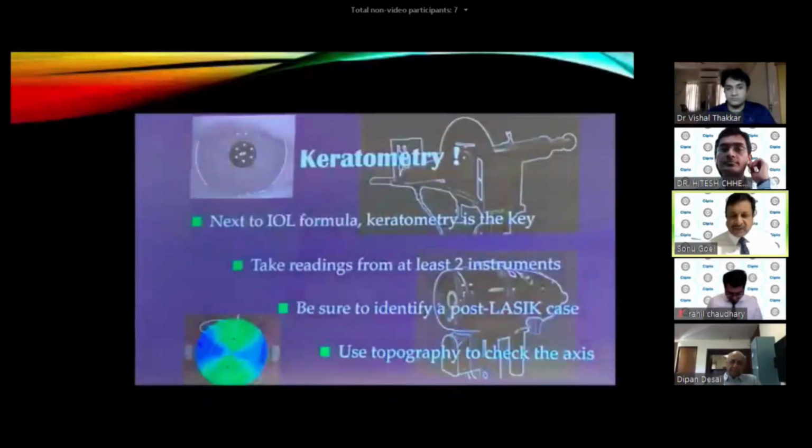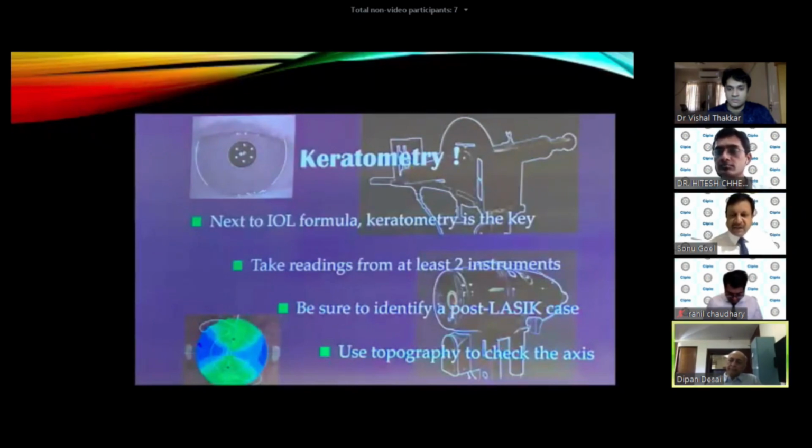The keratometry is very important, and it is next to the IOL formula, which is the key. You have to take at least 2 readings and maybe from 2 different instruments. Be sure to identify a post-LASIK case and use topography to check the axis. So I, in my toric patients, would always try to verify the axis looking onto the topography.